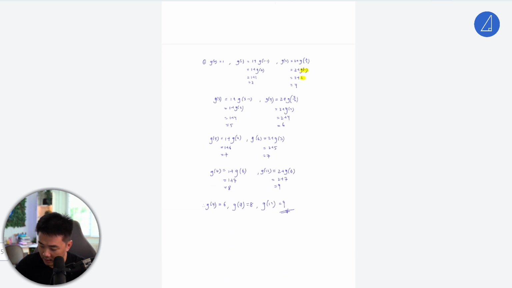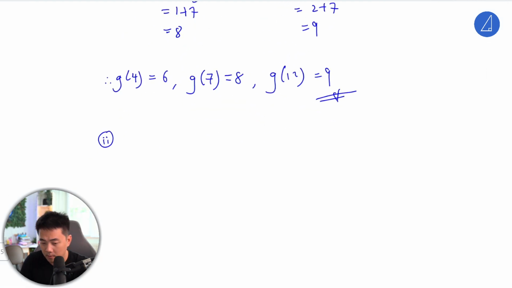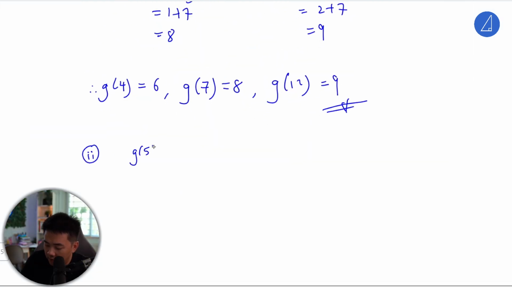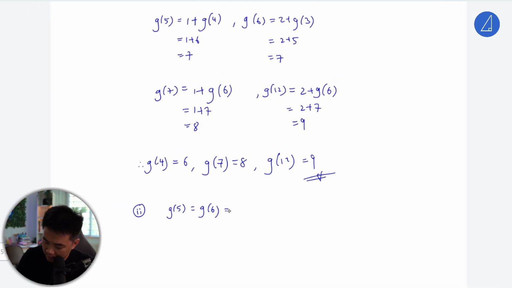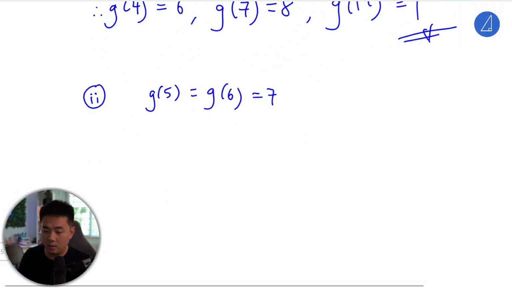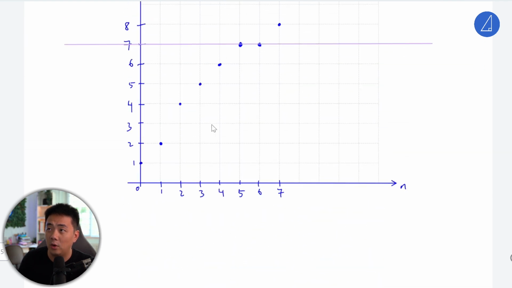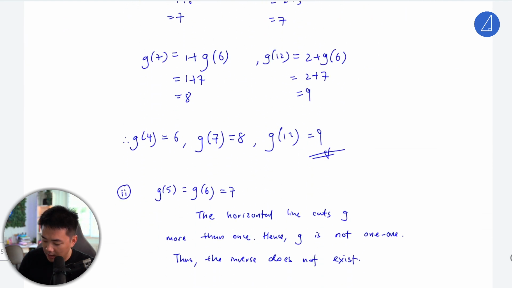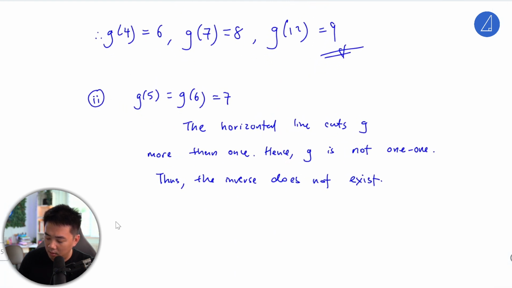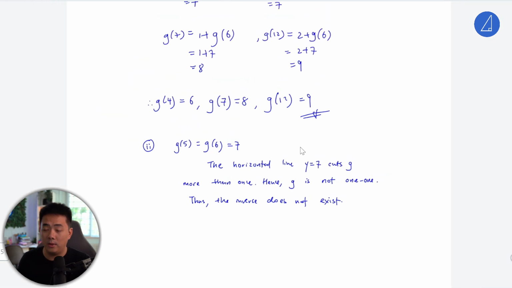So the reason is that g5 equals g6, which is 7. Basically, g5 equals g6 equals 7 just means that when you draw the horizontal line y equals 7, it cuts g more than once. Hence g is not 1-1, thus the inverse does not exist. So that's how we do this question proficiently. If you have any questions at all, please do let us know and I'll see you in the next question.